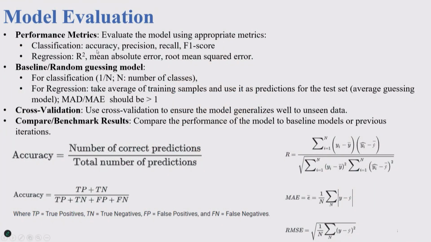Now, once you have done the model training, we have different types of metrics. For classification, there are metrics like accuracy, precision, recall. For regression, we have R square, mean absolute error, root mean square error. I'm pretty sure you have learned some of these in statistics, right?